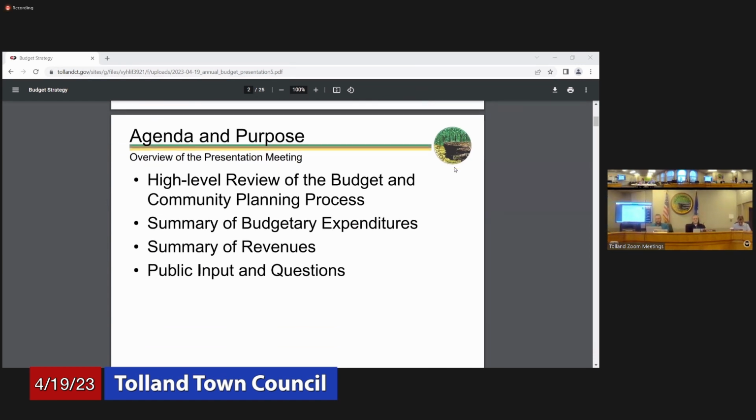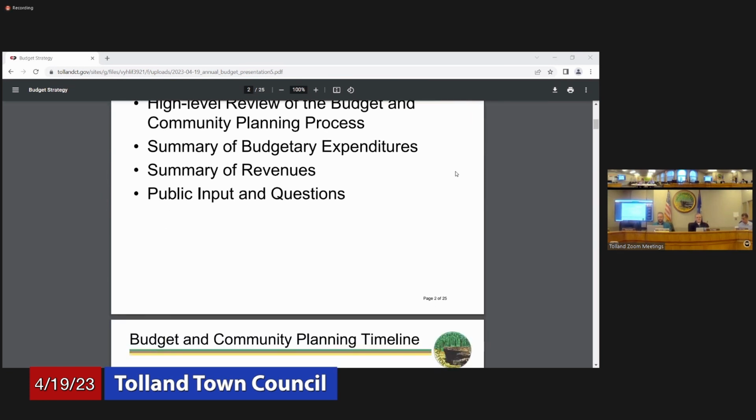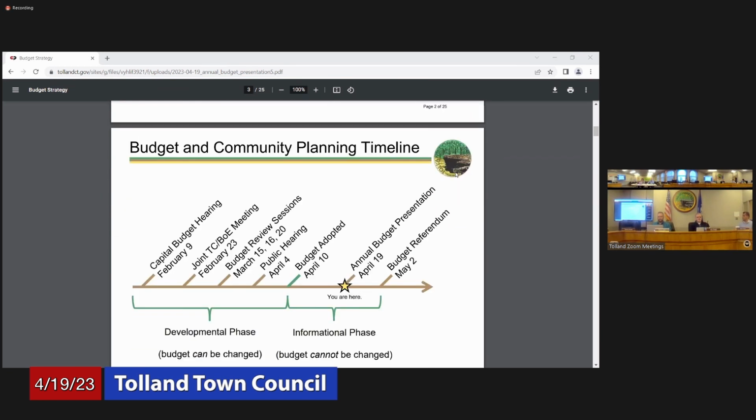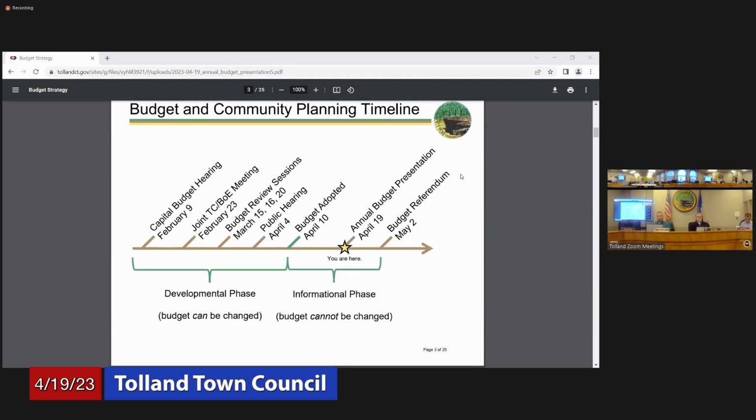All right, so agenda and overall purpose of the meeting. It's a high-level review of the budget and community planning process, a summary of the budgetary expenditures, summary of revenues, and then we'll have public input and questions. So slide number 3. At this point, we're at the area where the budget can no longer be changed.